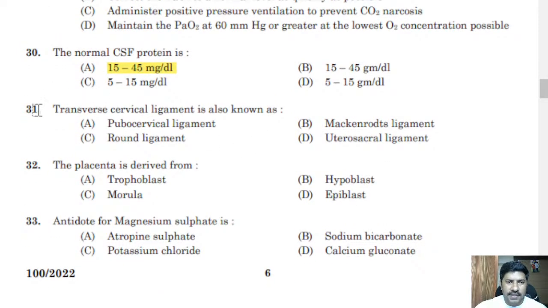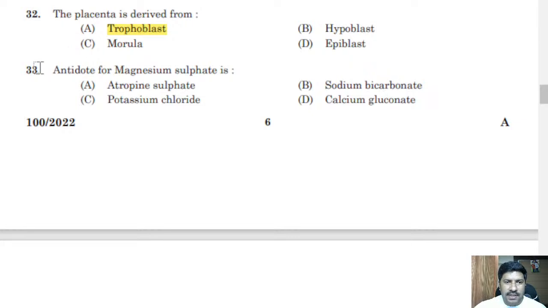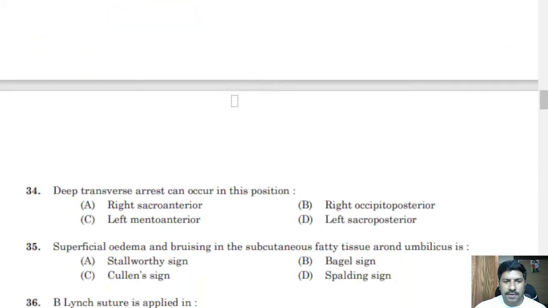Then 31st question, transverse cervical ligament is also known as McEnroe's ligament. Then the placenta is derived from trophoblast. 33rd question, these are easier questions. Antidote for magnesium sulfate, correct answer is calcium gluconate.